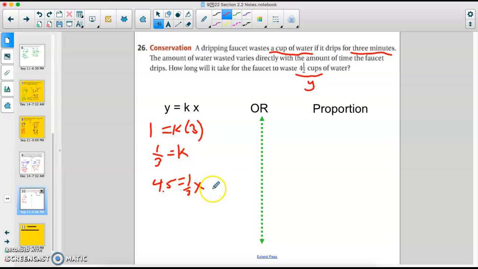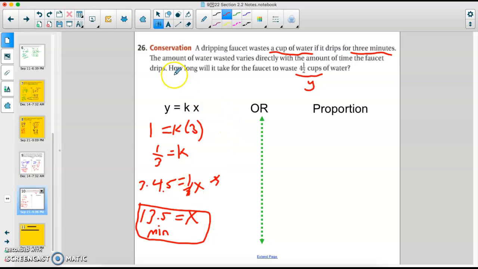And then in order to get rid of the fraction, we need to multiply both sides by 3. And we're left with X over here. Multiply both sides by 3. And 4.5 times 3 is 13.5 minutes. Not very long time to waste 4 cups of water.